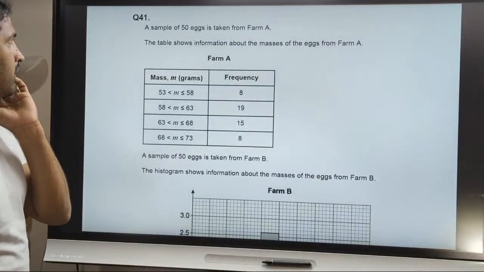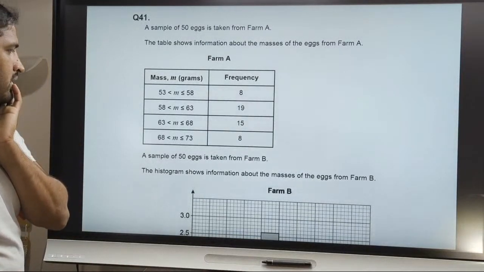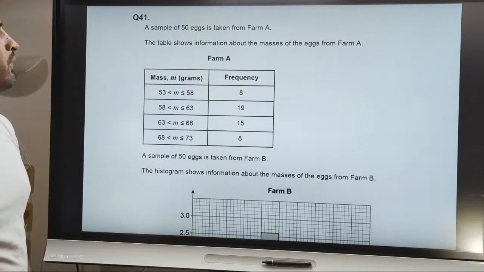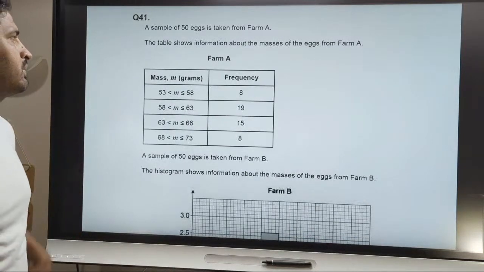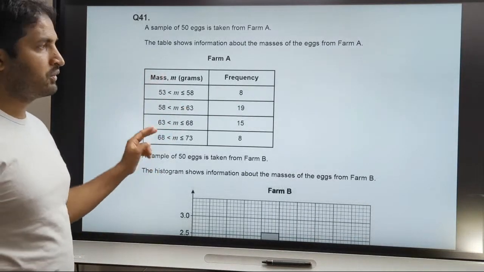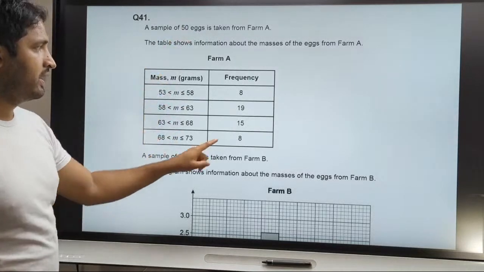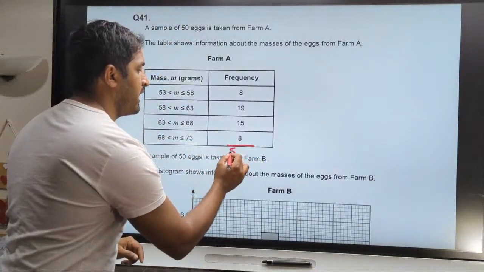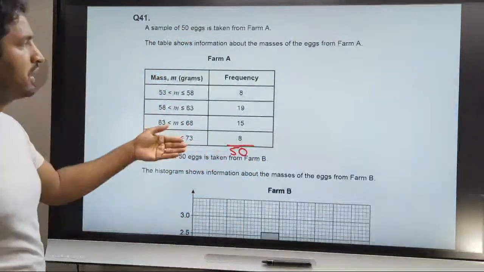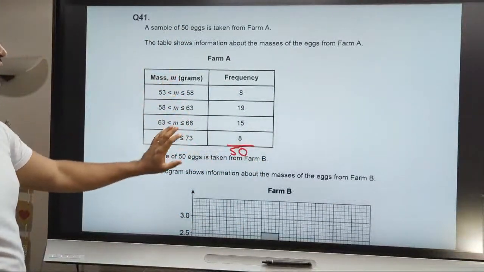Question 41. A sample of 50 eggs is taken from a farm. And these are the masses, the weights of those 50 eggs. So the frequency means those 50 eggs. When you weigh every single one of those eggs, they fall into these categories.